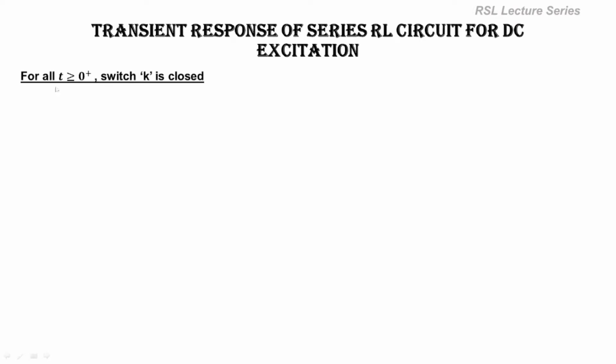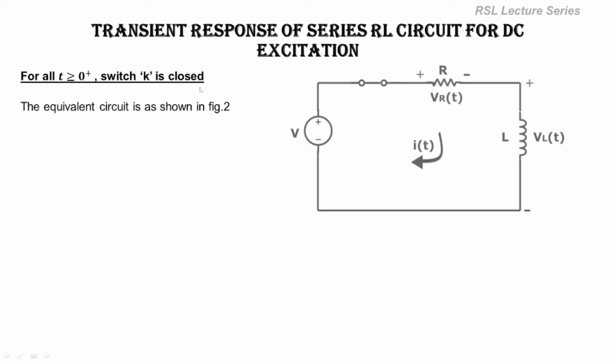Now for all t greater than or equal to 0 plus, the switch is closed. So now we can draw the equivalent circuit as shown in the figure. Now the switch is closed, so this voltage source will get applied across the RL series circuit. i(t) is the assumed current, flowing in the clockwise direction.